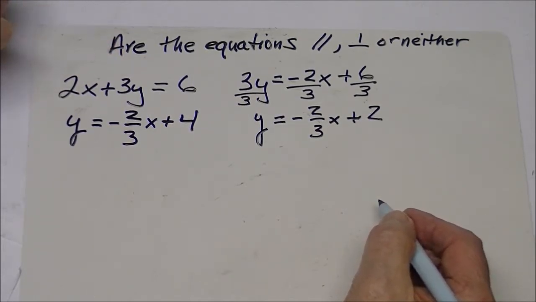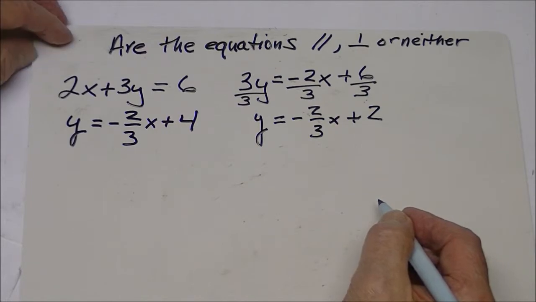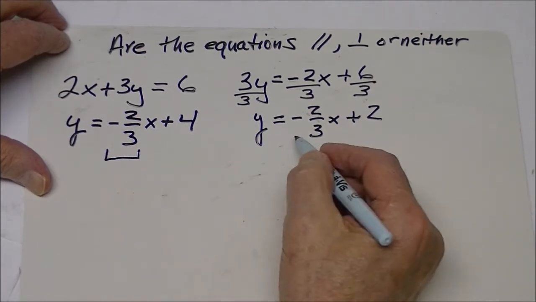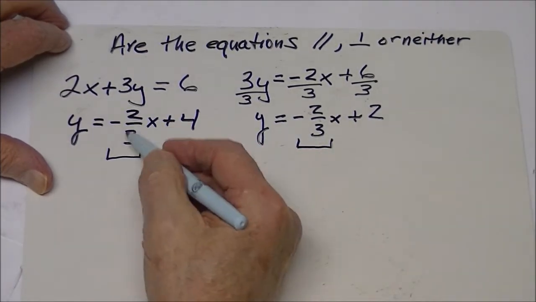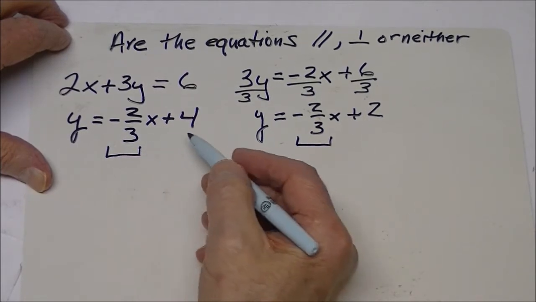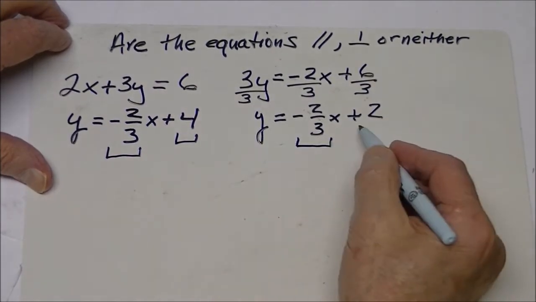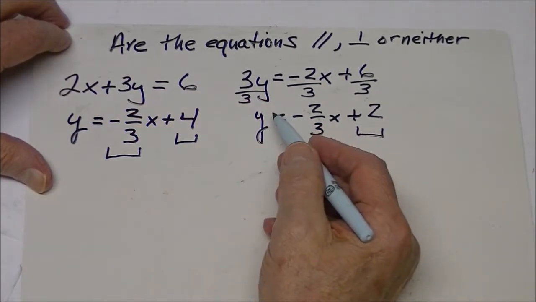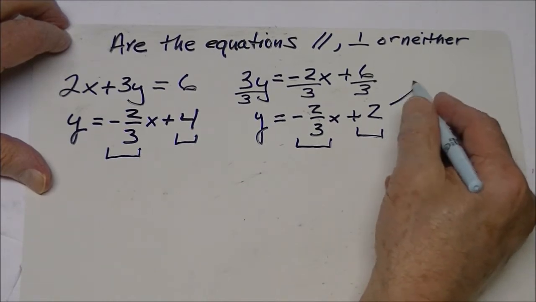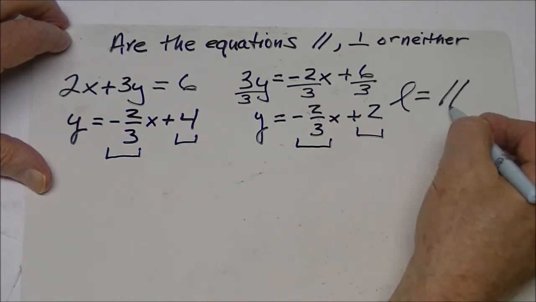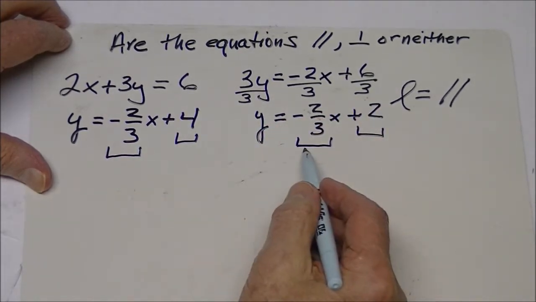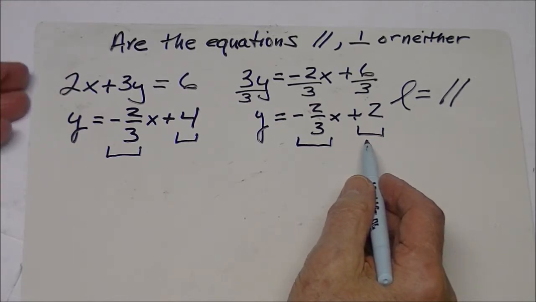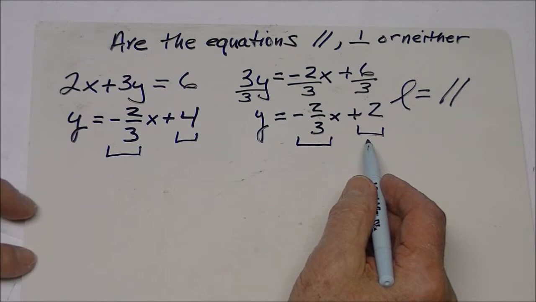And now, according to Formula 7 that we had mentioned earlier, we compare the slopes. Well, there's the slope of the first one, and we see the slopes are the same. Then we compare the y-intercepts, and they're different. So in this scenario, the lines are parallel. The slopes are the same. The y-intercepts are different.